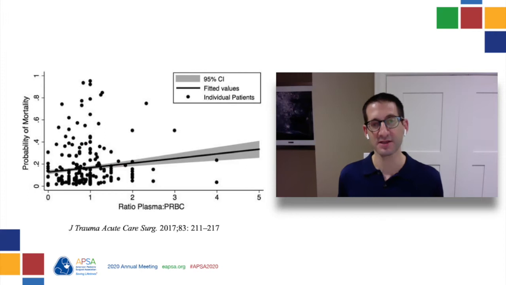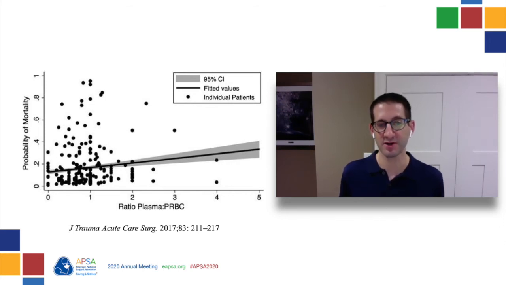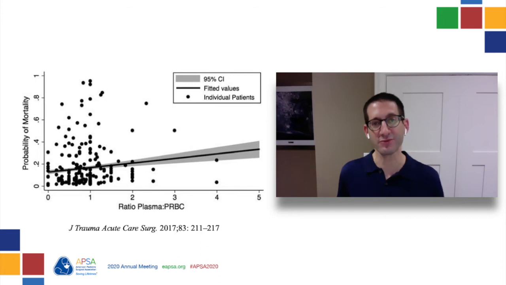Again, very low quality evidence, mostly retrospective and prospective studies, but there were some of the data that lend themselves to a more visual presentation. So this is a study from 2017. This is a retrospective review of the Department of Defense data set looking at plasma to red cell ratio and mortality. And they actually found that a more balanced resuscitation didn't actually impact mortality.